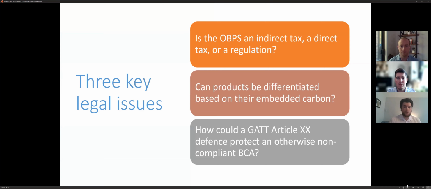As my colleague said, there were three main legal issues that we used to ground our analysis and give it a lens. These are, is the OBPS a tax or is it a regulation that affects WTO compliance? There's also a like products issue, whether products can be differentiated based on their embedded carbon. And lastly, we looked at a lens of, even if the system is non-compliant with the WTO, can the general exceptions of Article 20 protect a BCA regardless?